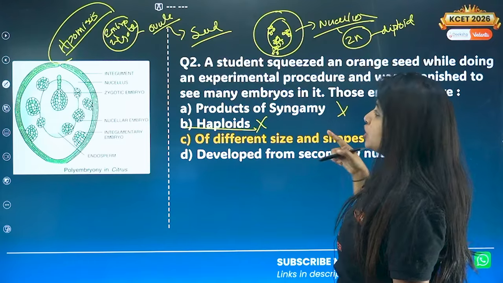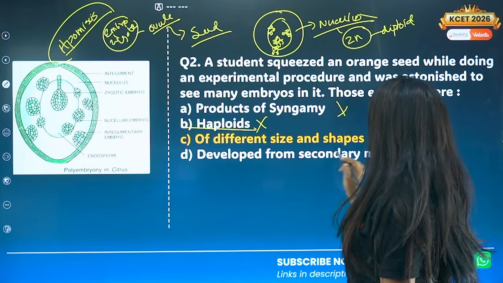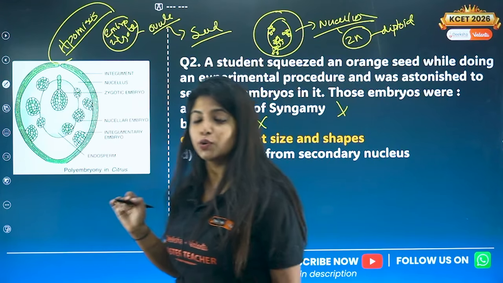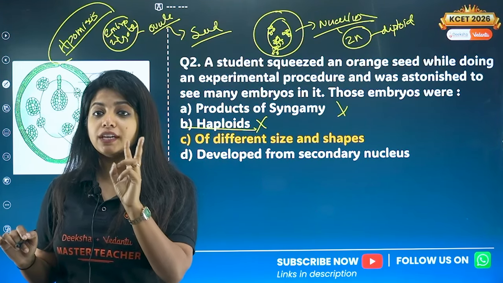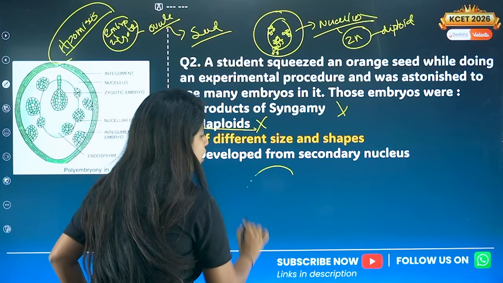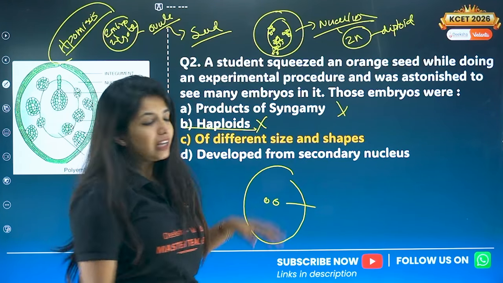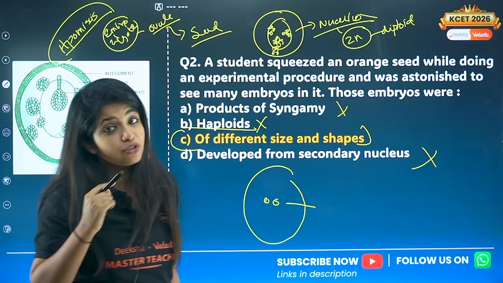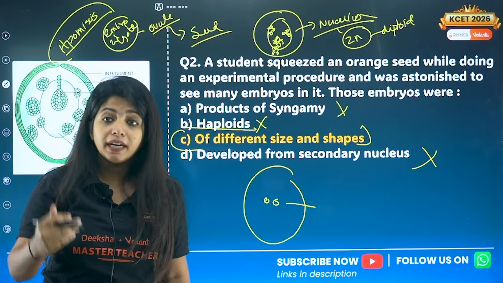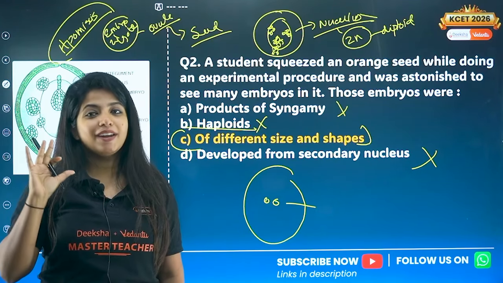Of different size and shape, exactly, yes, because as you can see over here, they are of different size and shape and developed from the secondary nucleus. What do you mean by secondary nucleus? So the two polar nuclei which are there in the female gametophyte. There are two polar nuclei which are part of the central cell, my dear children. These are known as the secondary nucleus. So it is not developed from the secondary nucleus, so that is also not your answer. Your only answer is this thing. This question is a little bit twisted, which is why I have explained to you really well. Make sure you're not making mistakes on the day of your examination.